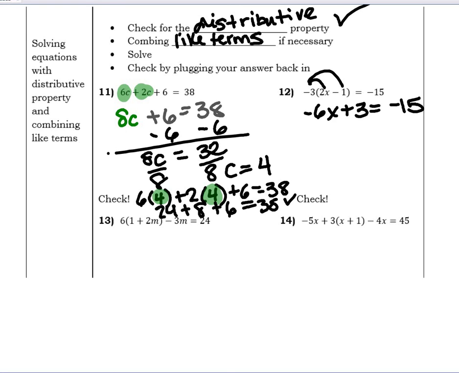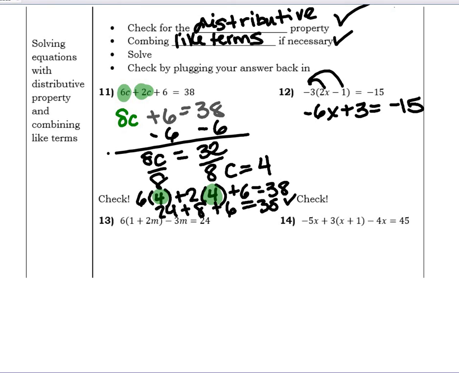Okay, distributive property, done. Combining like terms. Well, there's no other x's on this side and there's no other constants on this side. Now, if you're wondering, can I combine this 3 and 15? The answer is no, because they are on opposite sides of the equal sign. Okay, so notice we can only combine things that are on the same side. So anything that's on this side together or on this side together. Okay, so combining like terms is done.